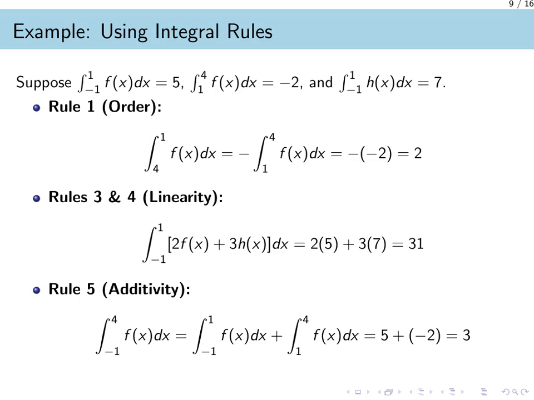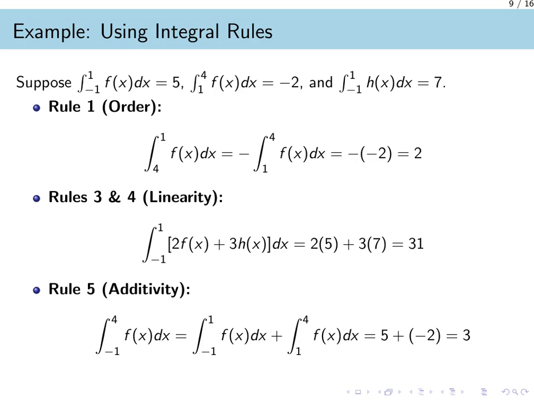We are given specific values for the integrals of f and h over certain intervals, and we must use our rules to find new values. To find the integral of f from 4 to 1, we use the order rule to reverse the limits and flip the sign of the known value, resulting in positive 2.